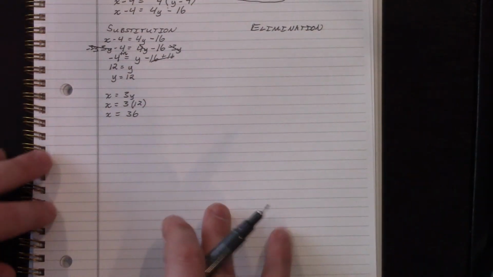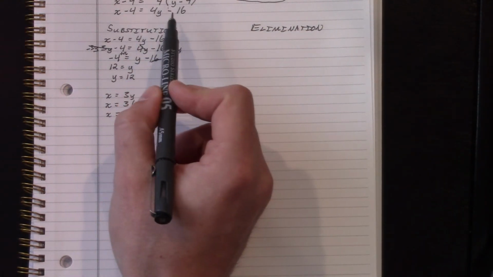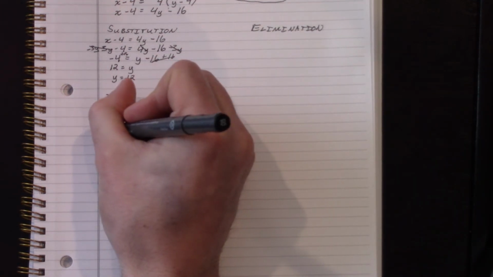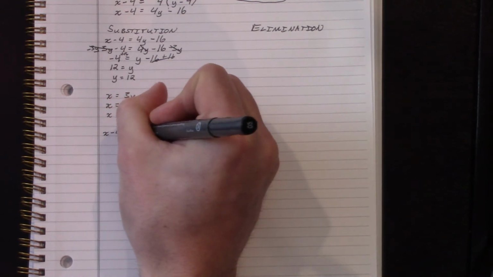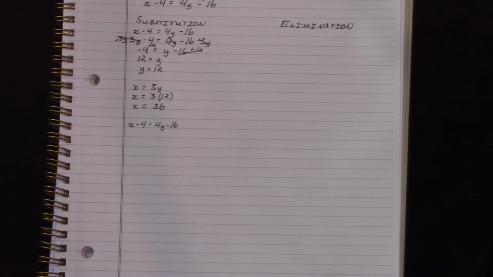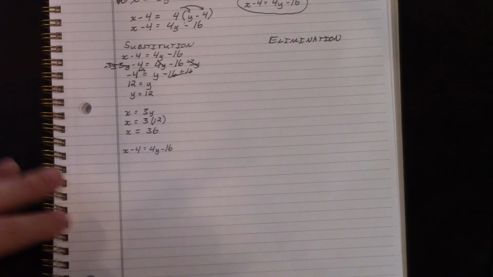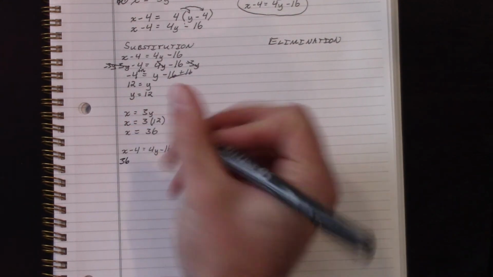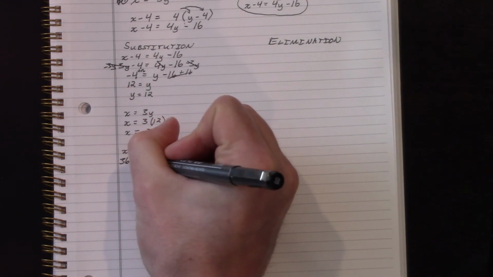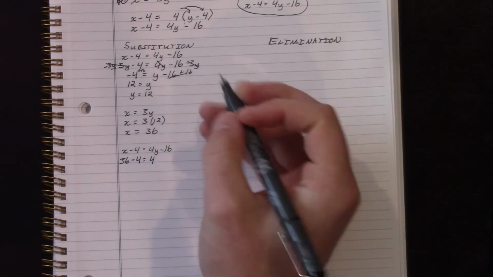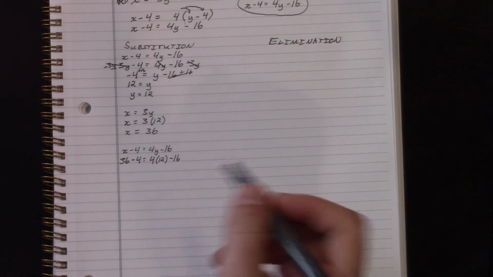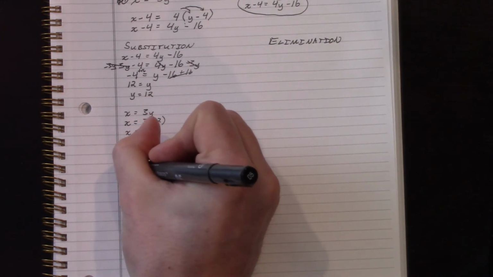Let's move this up a bit. So now I'm just going to take my equation up here. Again, this x minus 4 equals 4y minus 16. And now I'm going to plug in both of my solved values. So I said that x was 36, so I'm going to plug in a 36 here for x. Minus 4 equals 4. Y we said was 12. Minus 16. So in theory, I'm going to get 32 equals 32.